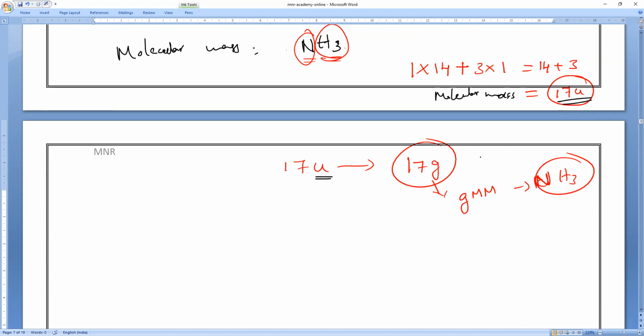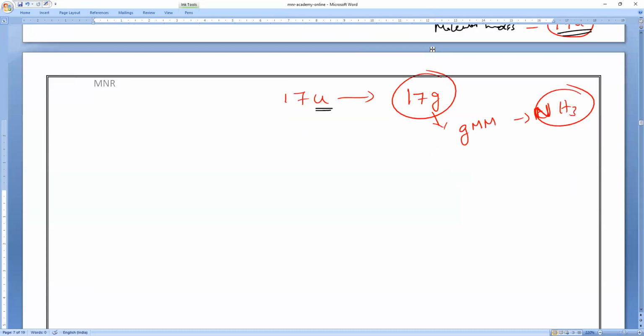Okay, guys? Please respond. So now, what do you mean by 17 AMU or 17 U? What is this? Anybody can tell? Is it the mass of one atom or the mass of bulk? Anybody? Mass of one ammonia molecule.